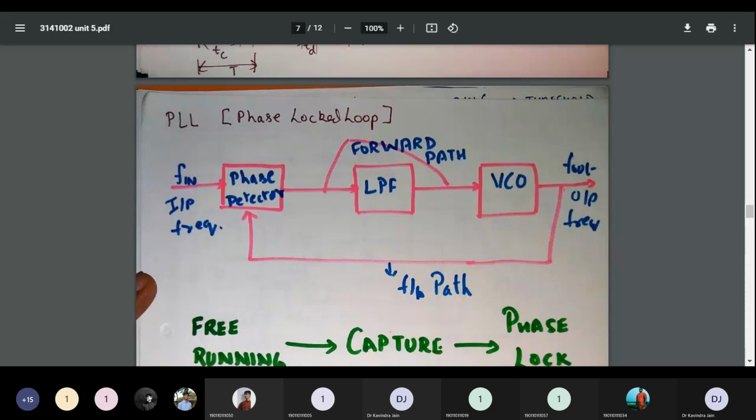So in case of a PLL circuit, there are basically three steps or three states. The first state is the free running state. The second state is the capture state, where the signal is captured and compared. If the same, phase is locked; if different, it is rejected.